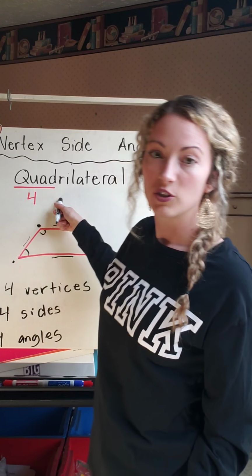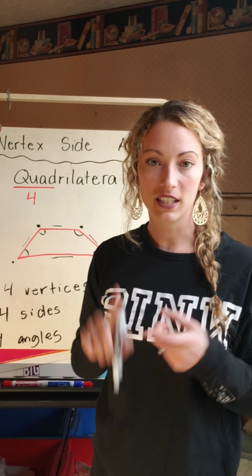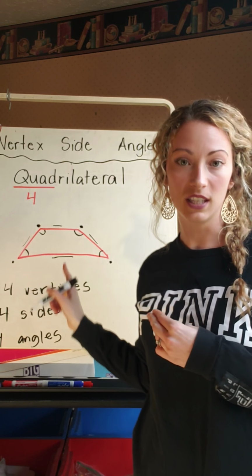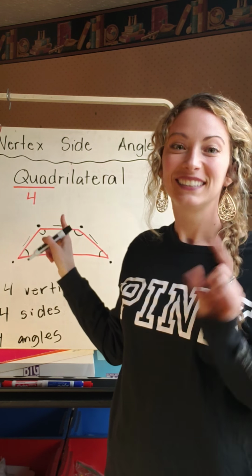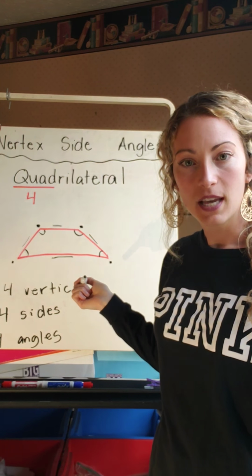And remember, a quadrilateral has 4 vertices, 4 sides, and 4 angles. So is this shape a quadrilateral? Yes. So I marked up and labeled those.